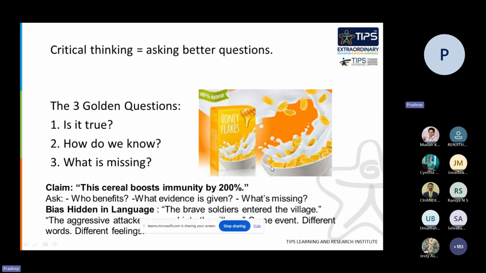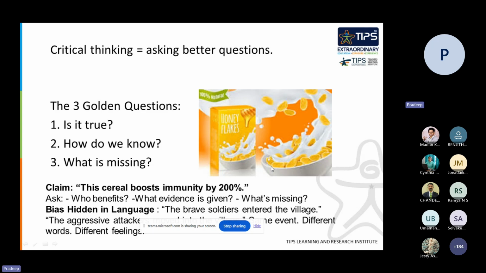First, is it true? Is it true in the sense that whatever claim the company is making, is that particular claim an opinion, a fact, or just a marketing gimmick? Then I ask them to ask themselves: if they are saying that this particular product boosts immunity by 200%, how do we know? Is any fact provided, or any reports or substantial evidence given, which proves that the claim the company is making is a valid one?